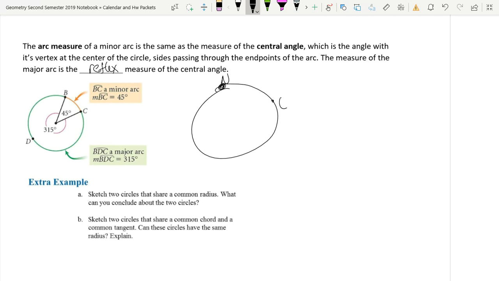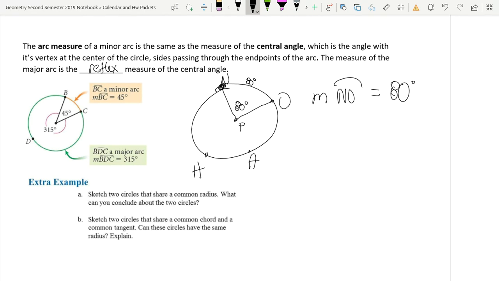N, O, A, H. Let's say I have center point P. Let's say this is 80 degrees. What would be the measure of arc NO? Well, it would be 80 degrees. So you'd write it out here, 80 degrees. And that's the measure of that arc.